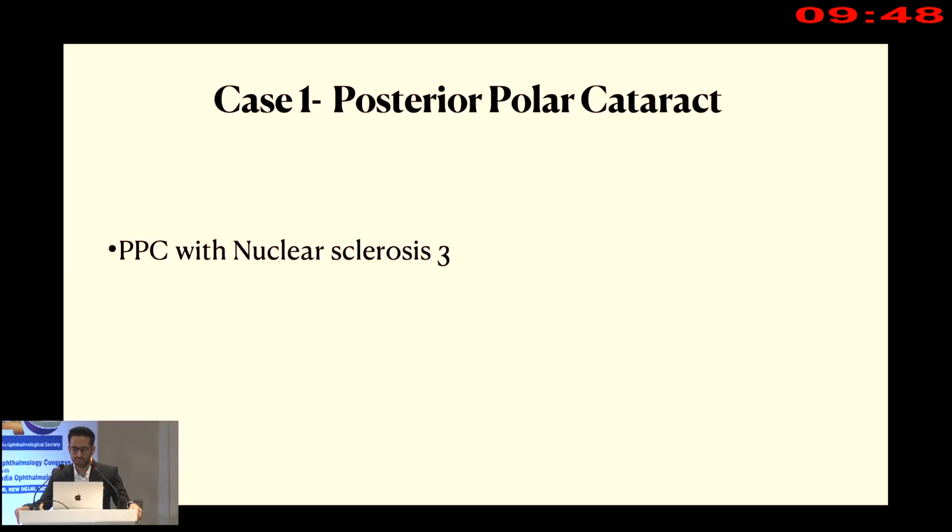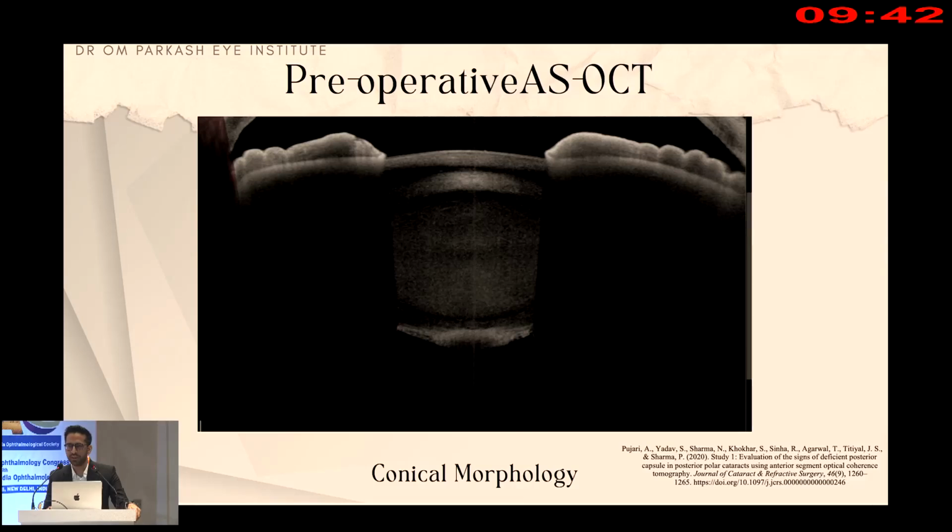So this is the first case, a posterior polar cataract with nuclear sclerosis of grade 3. So we have been doing preoperative OCTs in all our posterior polar cataracts to diagnose any kind of these pre-existing tears preoperatively.